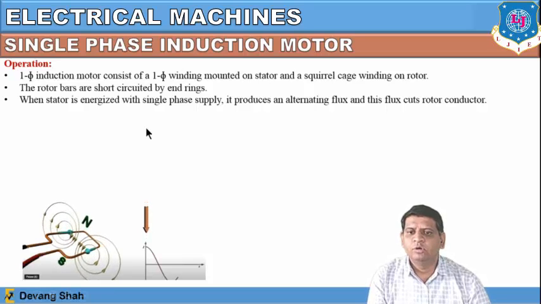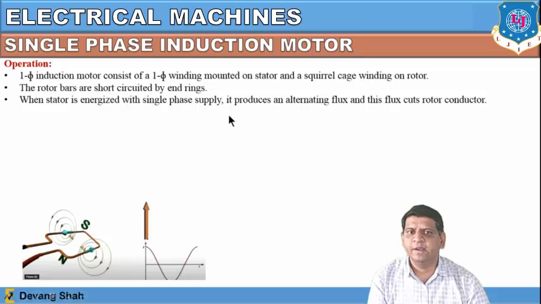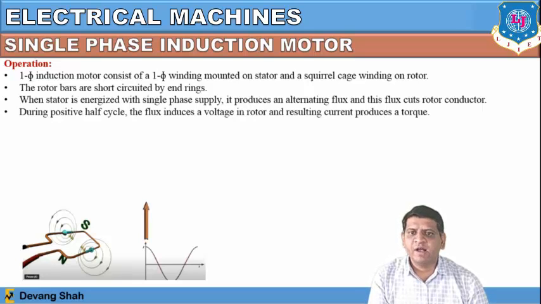So when the stator is energized with a single-phase supply, it produces an alternating flux, and this flux cuts the rotor conductor. During this positive half cycle, as you can see in this video, the flux induces a voltage in the rotor and the resulting current produces a torque.